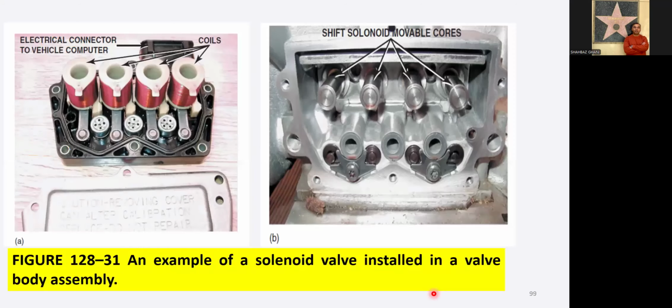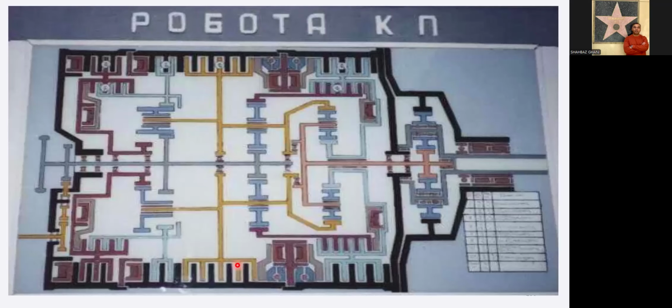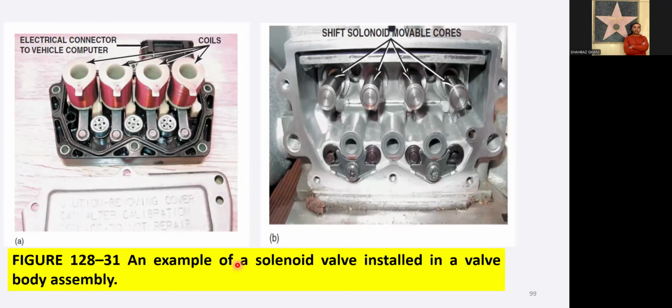So these were the electronic connectors to the vehicle computer, and the coils. These are the coils which engage and disengage the solenoids. These are the shift solenoid movable cores. This is an example of a solenoid valve installed in a valve body assembly. So this was the total chapter regarding the automatic transmission system.